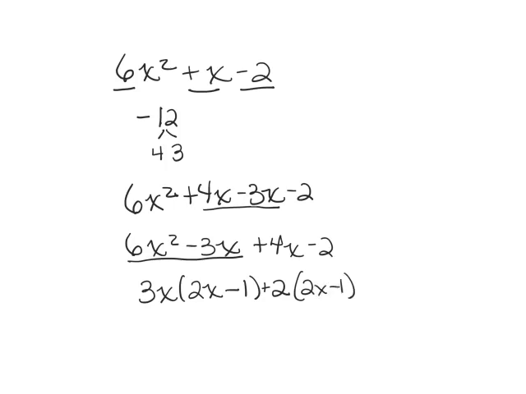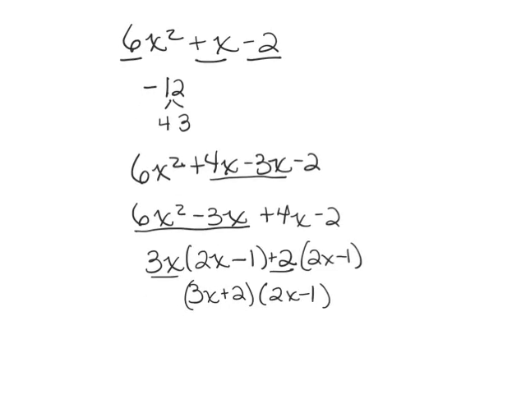And now I have 3x plus 2, which are these 2 terms. And on the other side I have 2x minus 1. So there is my factored binomials that when multiplied will equal the original trinomial. Let's just check our work now.